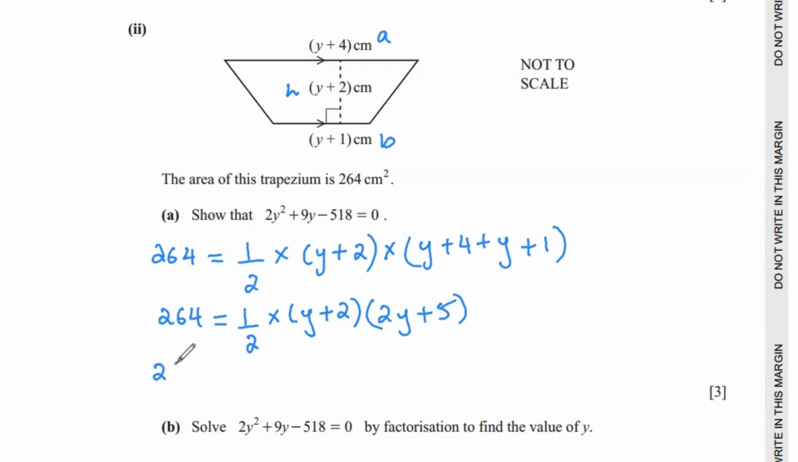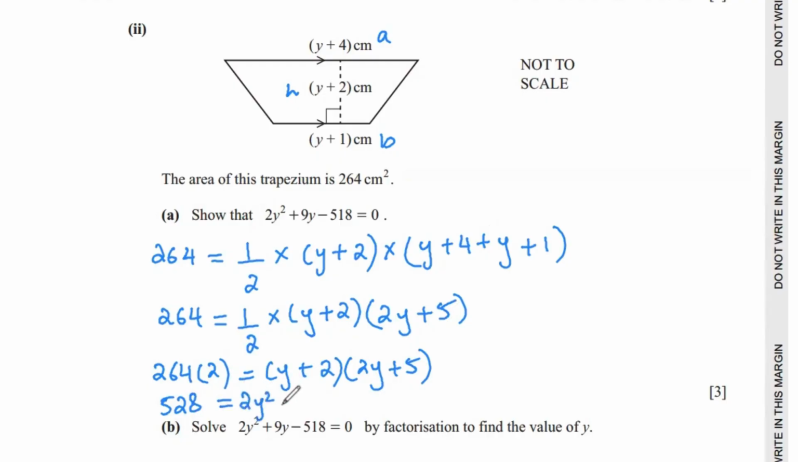Bring the 2 over here, times it by 264. And on the right hand side, we'll have to expand the brackets. So 264 times 2 is going to be 528. And this is 2y squared plus 5y plus 4y plus 10. We multiply y with 2y, that's 2y squared. y with 5 is 5y. 2 with 2y is 4y. And 2 with 5 is 10.